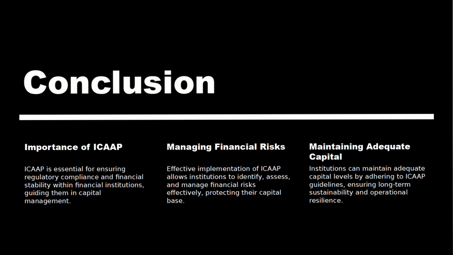Conclusion. Importance of ICAAP. ICAAP is essential for ensuring regulatory compliance and financial stability within financial institutions, guiding them in capital management. Managing financial risks. Effective implementation of ICAAP allows institutions to identify, assess and manage financial risks effectively, protecting their capital base. Maintaining adequate capital. Institutions can maintain adequate capital levels by adhering to ICAAP guidelines, ensuring long term sustainability and operational resilience.